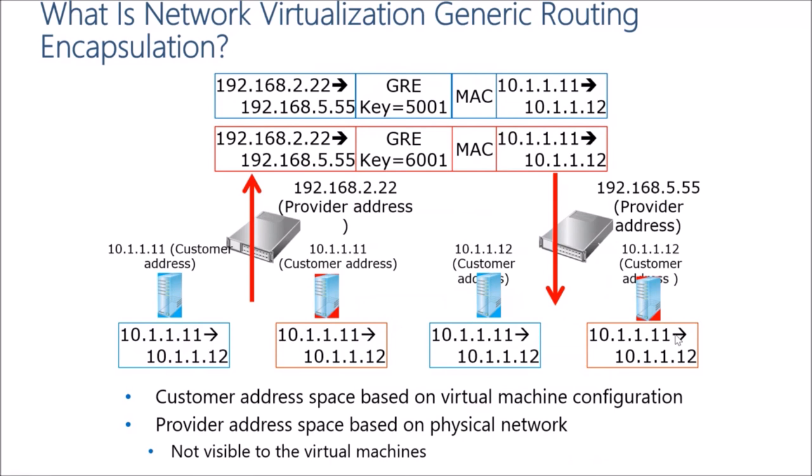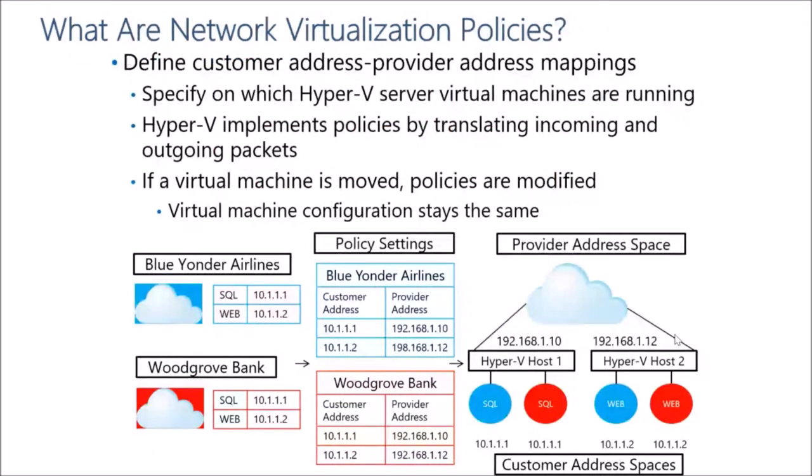So customer address space is based on virtual machine configuration. Provider address space is based on the physical network, and it's not visible to the virtual machines. So what are network virtualization policies? They define customer address space to provider address mappings, specifically on the Hyper-V server the virtual machines are running. Hyper-V implements policies by translating the incoming and outgoing packets. And if the virtual machine is moved, the policies are modified and the virtual machine configuration stays the same.